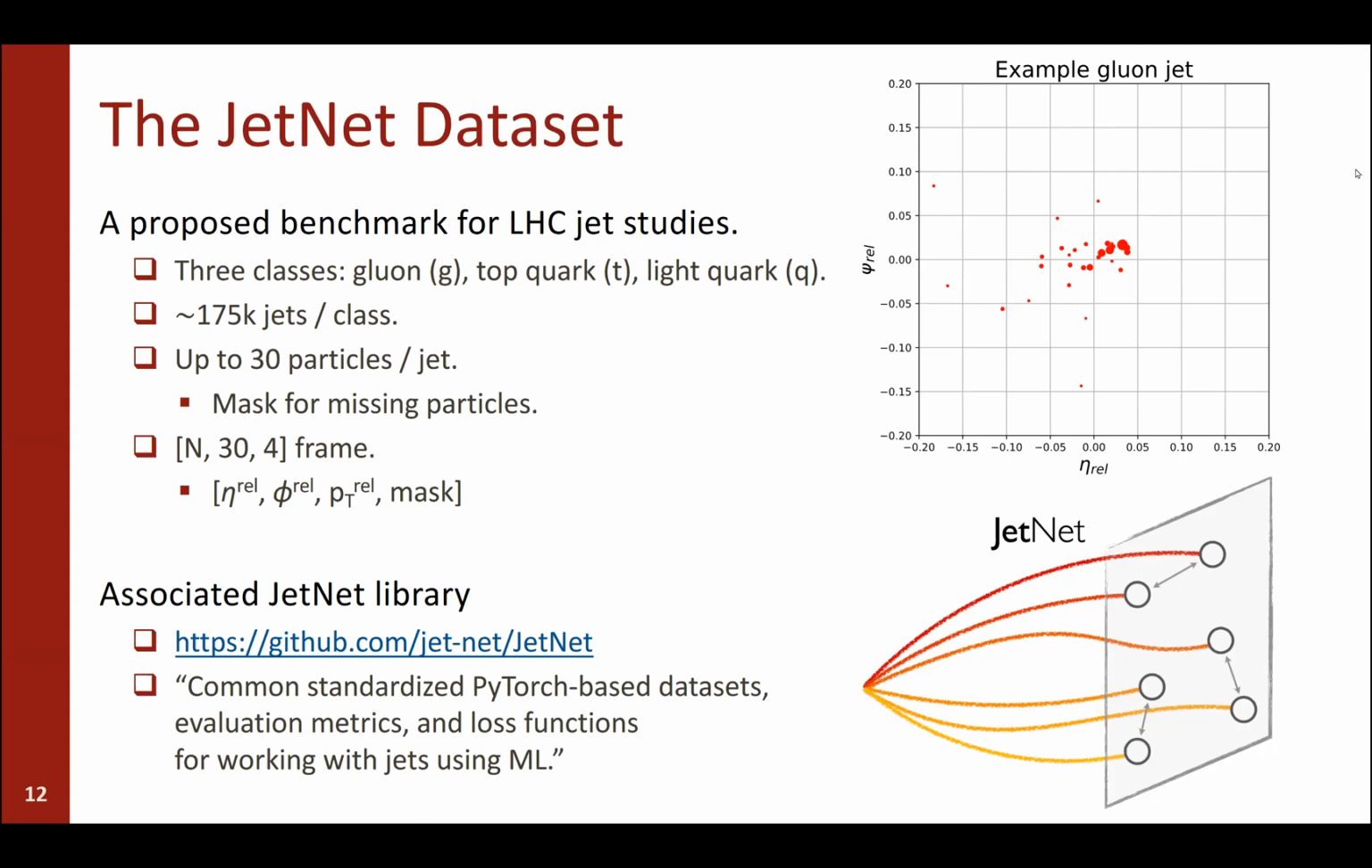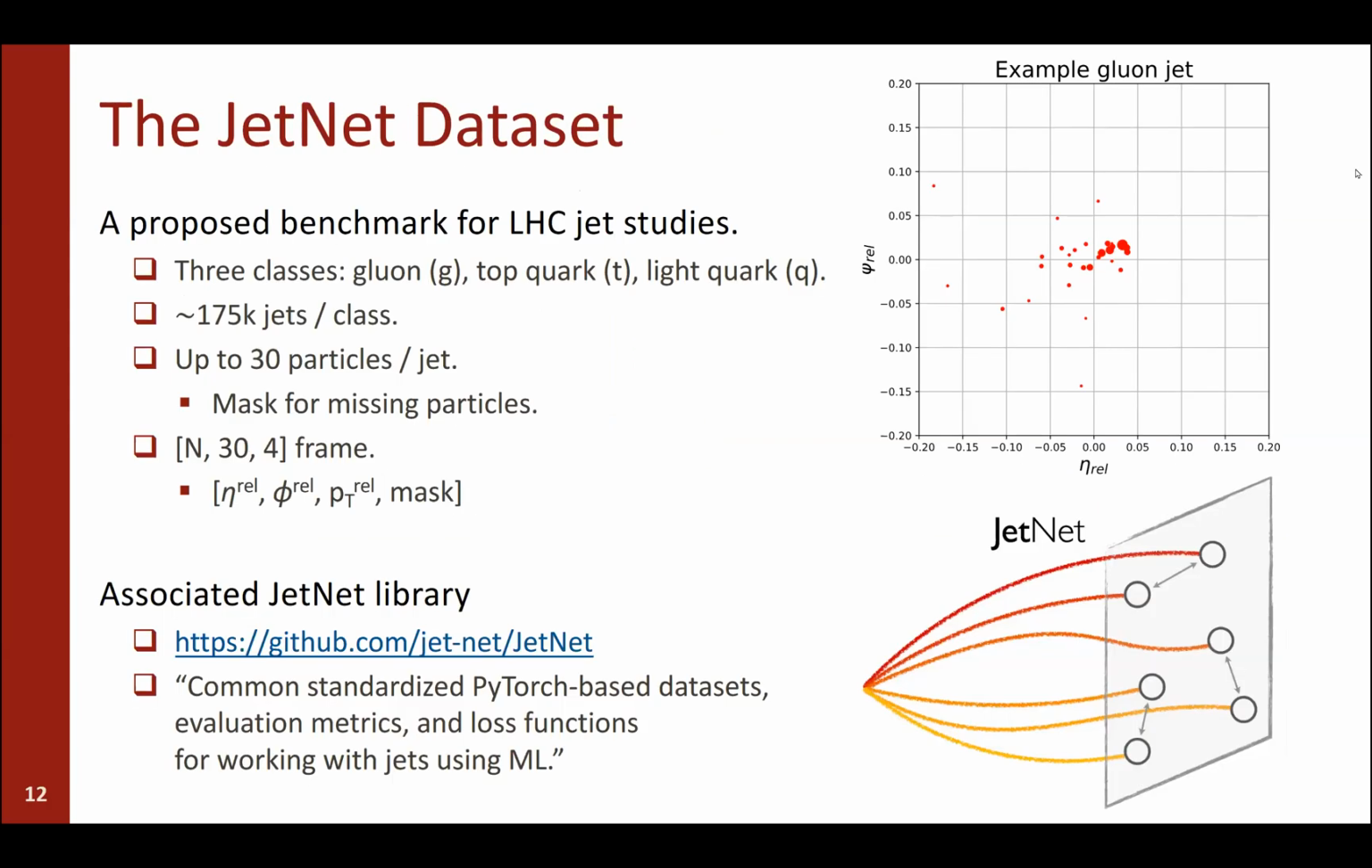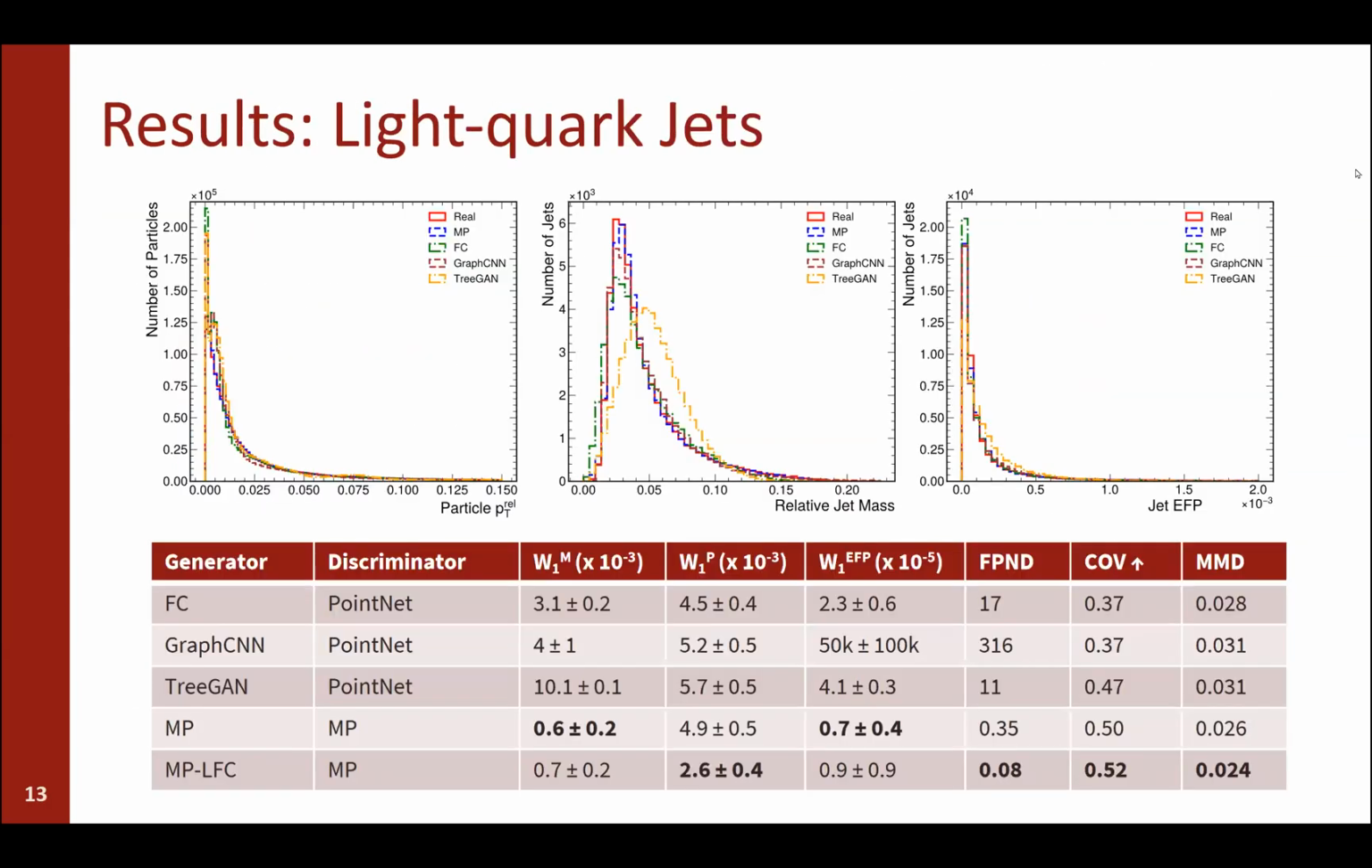So we have the networks, we have the metrics, we have the data set. Slide 13, let's talk about the results. For the light quark jet, you see there you have the real, and in different colors you have the MP GAN in blue, in green the fully connected, in brown the graph CNN, and in yellow the tree GAN. And I think if you look at the distributions, the results speak well by themselves.